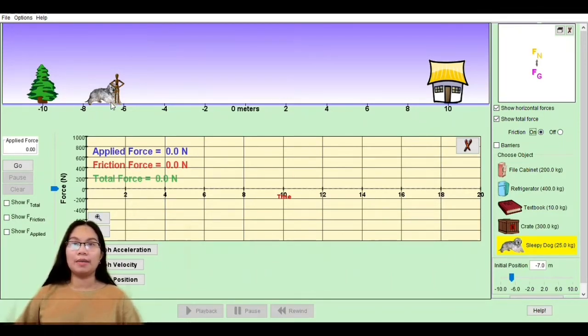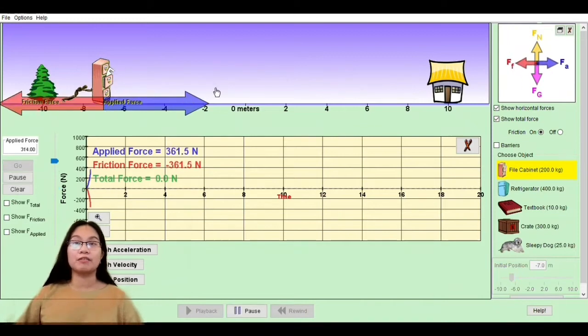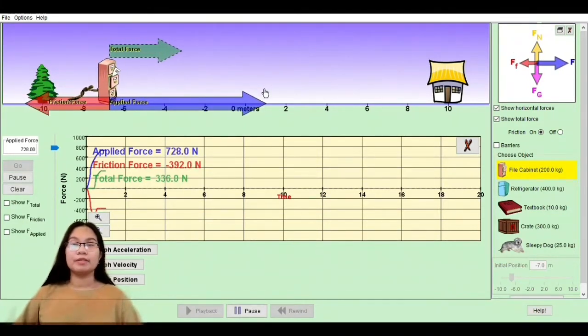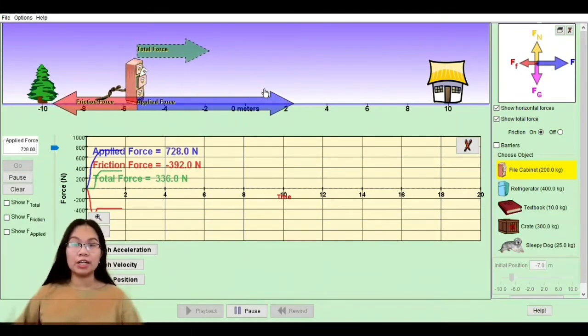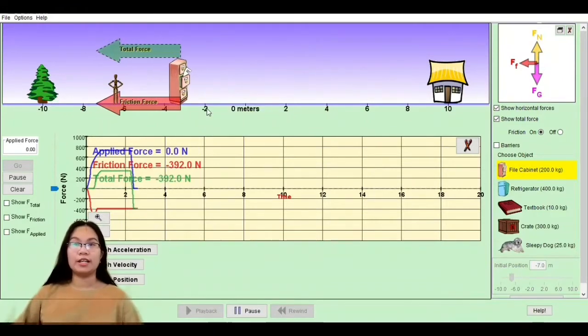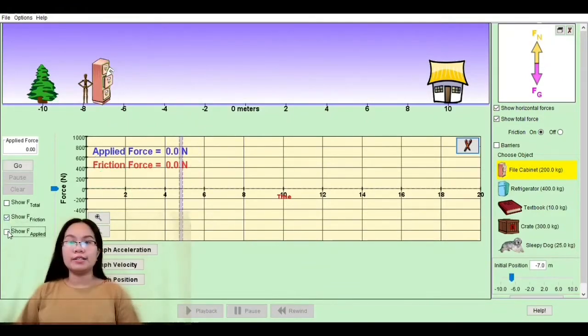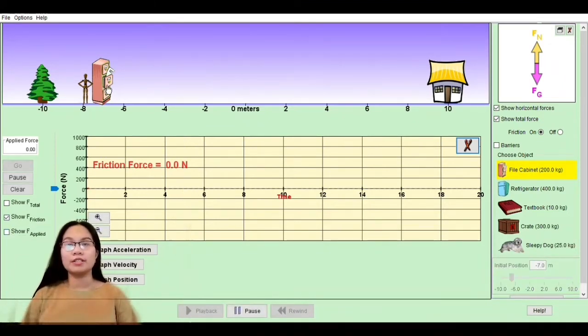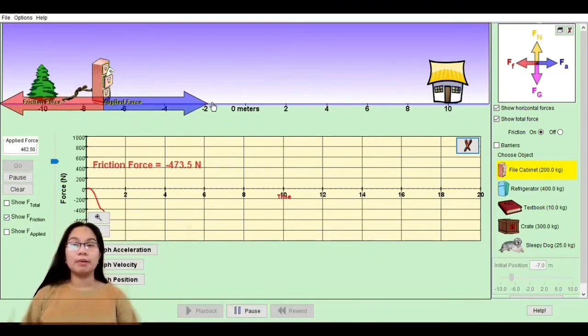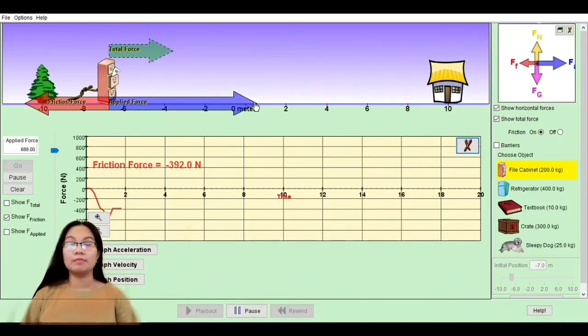You have here a cabinet. Then there's an applied force. That's the total force exerted. And then, of course, you have frictional force. So as I have mentioned, since there's friction, it will stop from moving. Okay, now let's take a look at the graph. So again, you have the applied force, then you have the total force, but there's a friction force acting on the object.